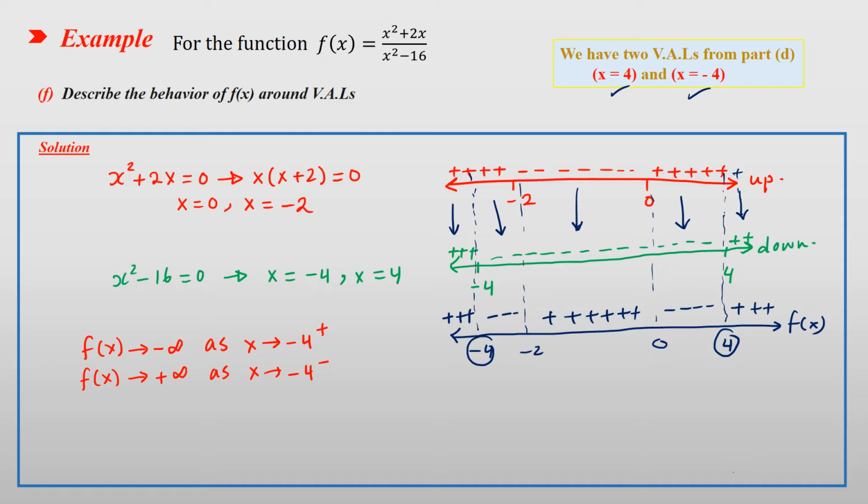And for the second asymptote line we have x equals 4. So to the right of 4 we have positive infinity, and to the left of 4 we have negative infinity. So f of x tends to positive infinity as x goes to 4 from the right, and f of x goes to negative infinity as x tends to 4 from the left.